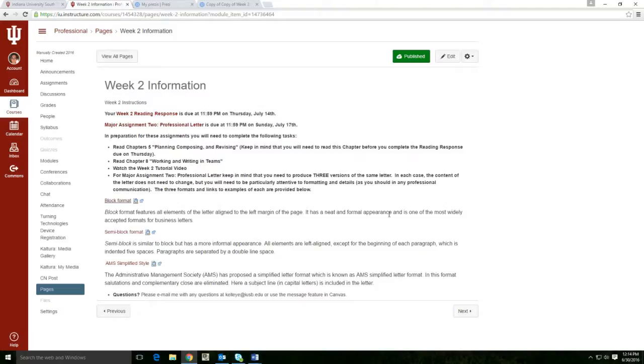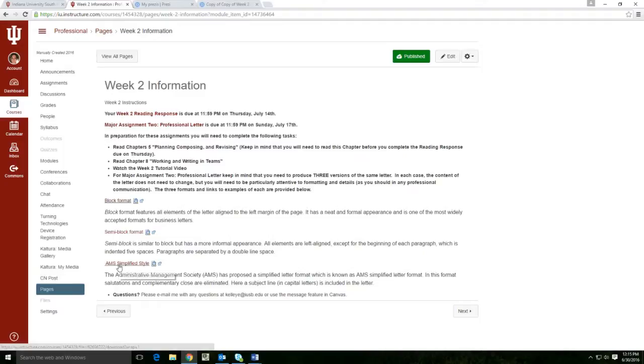So in the block format, the letter is aligned to the left, it's neat, and it has a very formal appearance. It's one of the most popular formats for business letters. Semi-block has a few different details, and it's not quite as formal appearing. And then AMS Simplified prioritizes different things. In this format, you don't have a salutation, like dear so-and-so, or to whom it may concern. And you don't have a closing. Those things are eliminated.